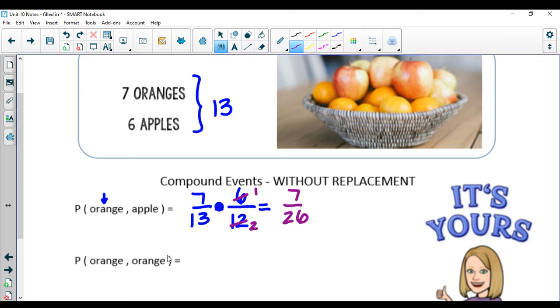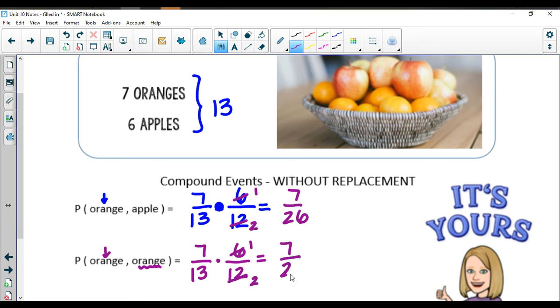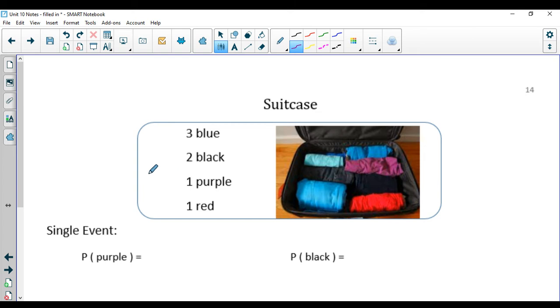For the next one, we're going to go for an orange and then another orange. On my first pick for an orange, there are 7 of them out of 13. When I go back to the fruit bowl, there are now only 12 in there. And because I already was trying to get an orange, when I go back for the second one, guess what? There are now not 7, but only 6 oranges in there. So again, I can reduce. This becomes a 1, that becomes a 2, and I get 7 out of 26 for the probability of this one as well. So this process carries over with our suitcase example.